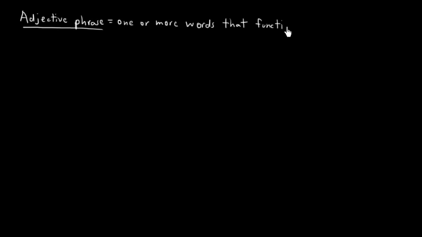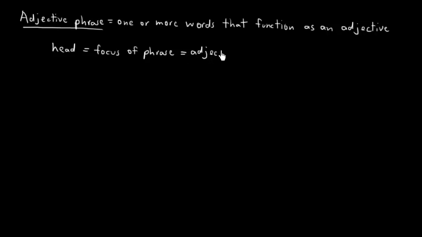Okay, in this video I want to introduce you to the adjective phrase. The adjective phrase is one or more words that function as an adjective. An adjective is a word that modifies nouns, so an adjective phrase is one or more words that get together to modify a noun. And as with all phrases, an adjective phrase has a head, which is the focus of the phrase. For an adjective phrase, it is always an adjective.